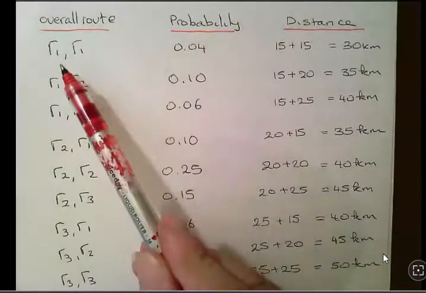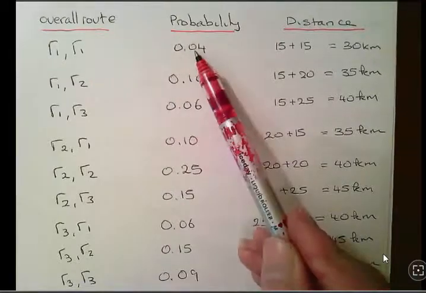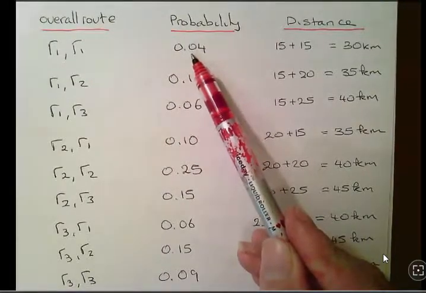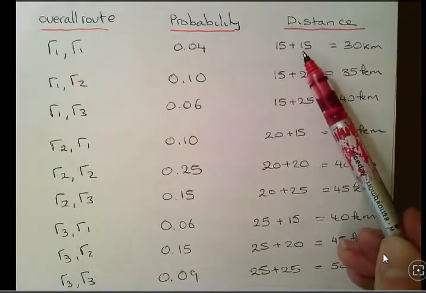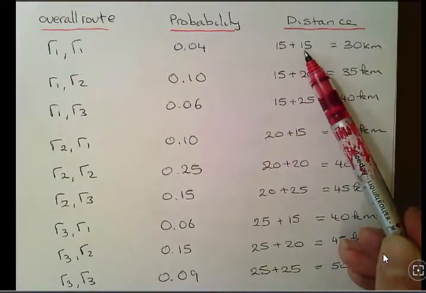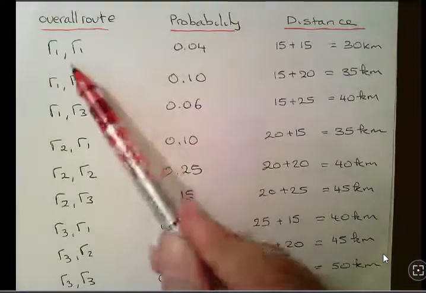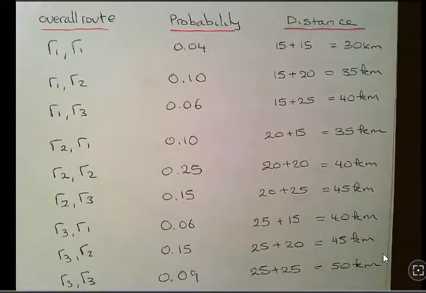So the overall route, essentially route 1 out, route 1 back, there's a 4% probability of that happening. And the distance of that route is 30 kilometers, as in 15 plus 15. Route 1 out, route 1 back, 15 plus 15, 30 kilometers, and so on. So essentially what we have here is a little table, okay?